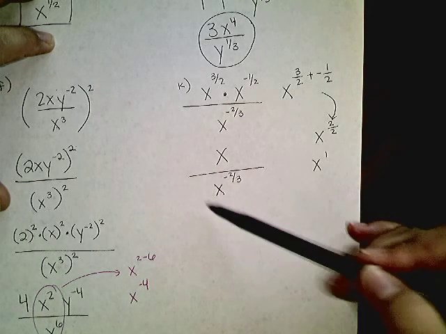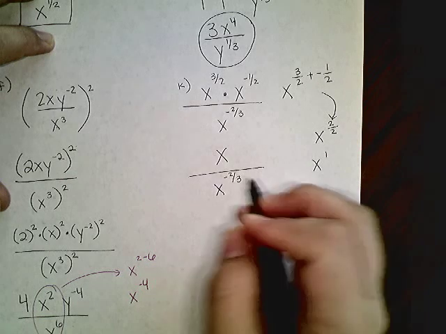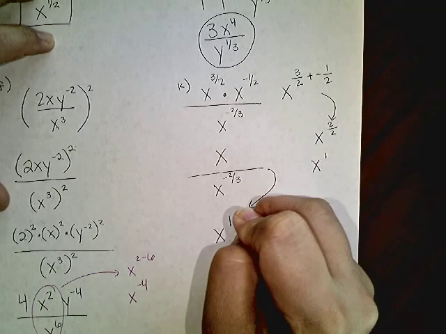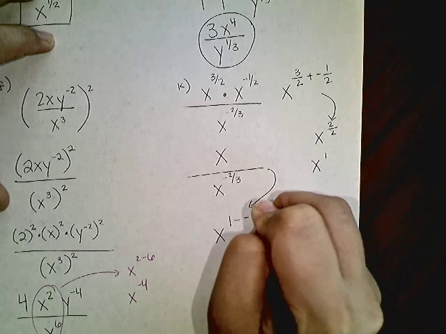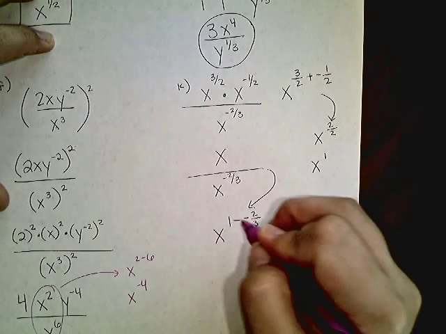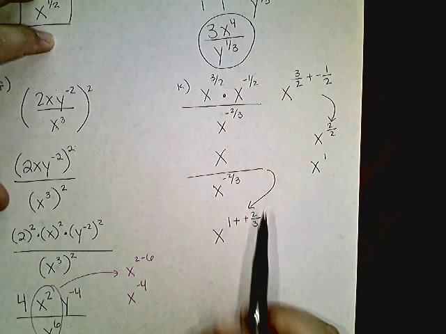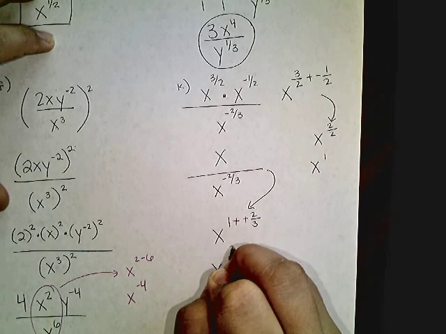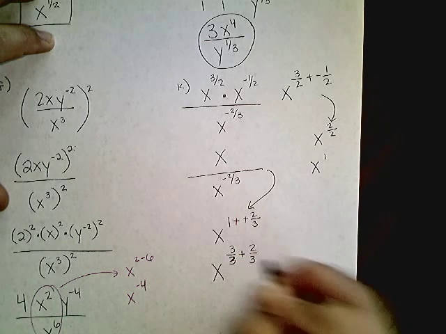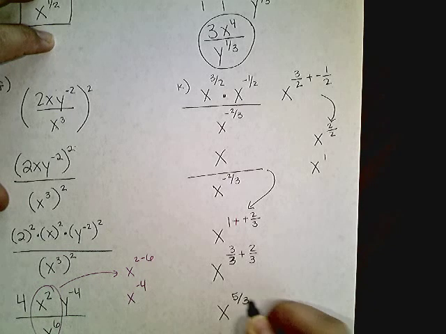Then we can go ahead and apply our properties of exponents, saying that if we're dividing the bases, we can take that and subtract the exponents. x to the power of 1 minus a negative 2/3. Well, minus a negative becomes plus a positive. When we're adding fractions together, we need common denominators, so this becomes 3/3 plus 2/3. And that gives us x to the power of 5/3.